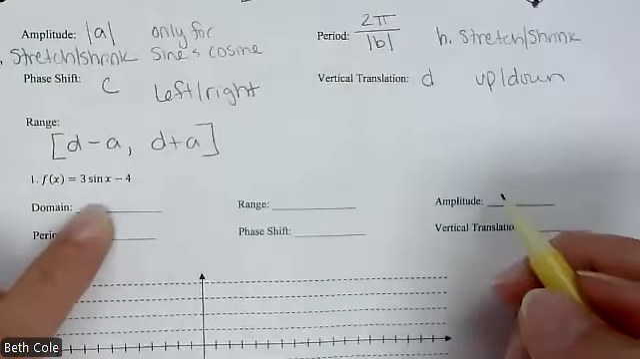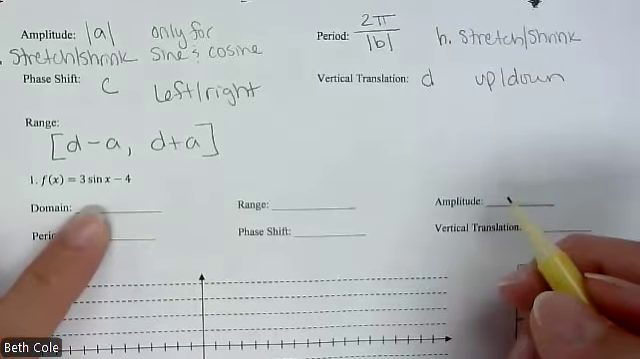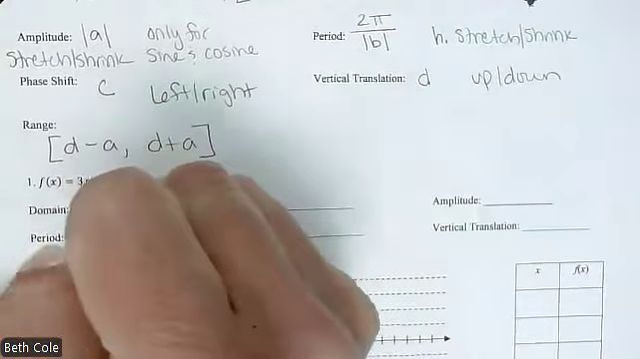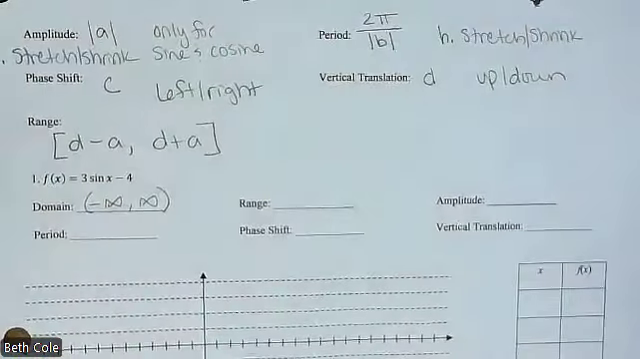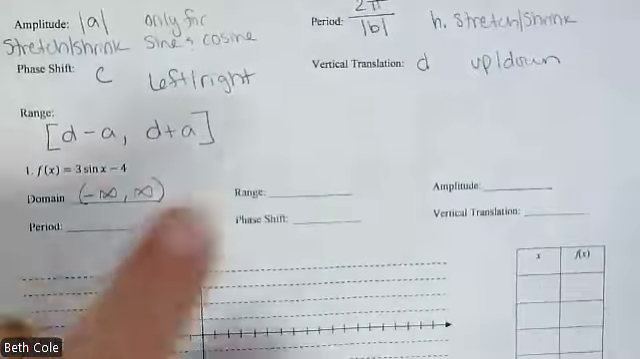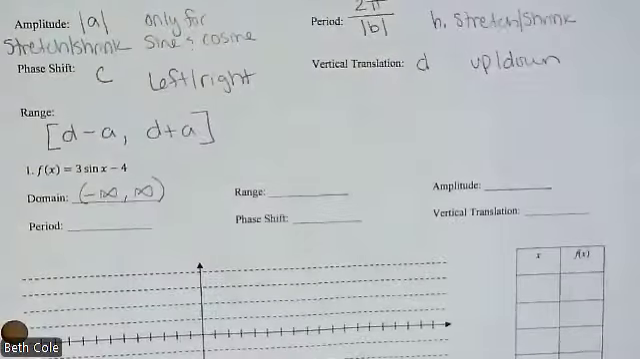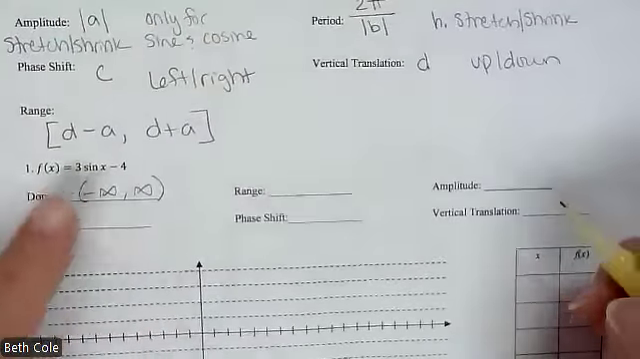What is your domain? I told you this is the answer. Yep. All reals. It's a wave. It goes left and right forever. That's the answer. We'll hold off on range because that seemed a little sticky for you guys. So we'll just wait until we get the picture.